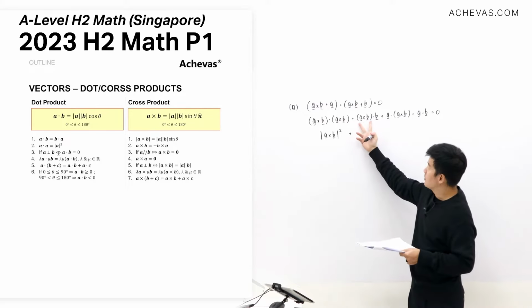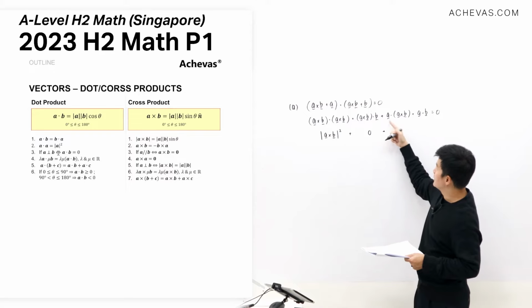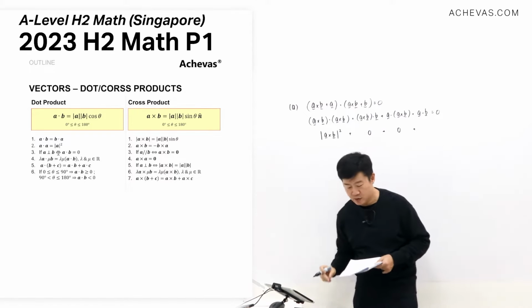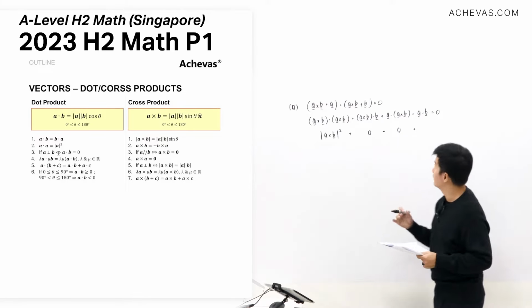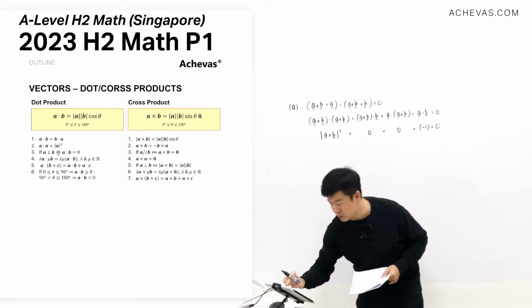So if this is perpendicular to A and B at the same time, A dot B should be equal to 0. The same goes for this. This dot this should also be equal to 0. As for this, it is given to us by the question as -1. So I'm going to just replace this by -1. This is equal to 0.